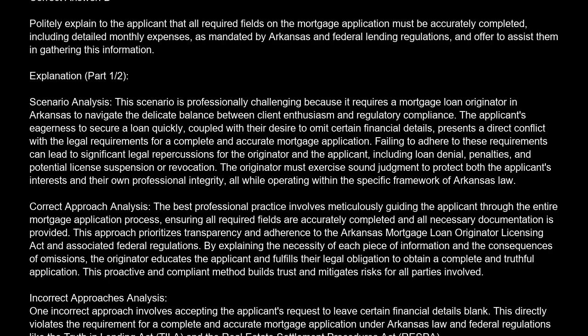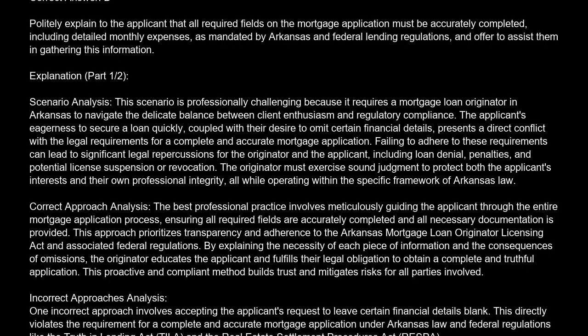Failing to adhere to these requirements can lead to significant legal repercussions for the originator and the applicant, including loan denial, penalties, and potential license suspension or revocation. The originator must exercise sound judgment to protect both the applicant's interests and their own professional integrity, all while operating within the specific framework of Arkansas law.